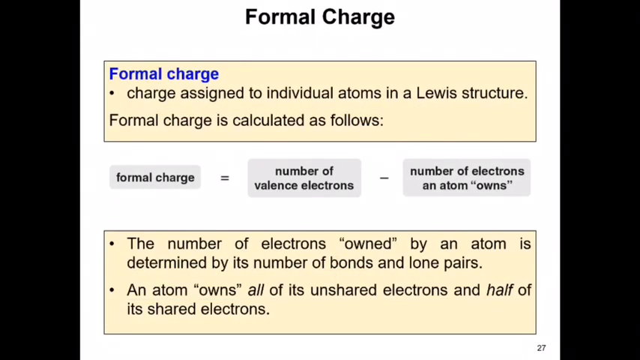So the formal charge of an atom in a given molecule is defined as the charge that specific atom would have if the electronegativity effects were ignored. And it can be calculated using this formula shown here. So we have the formal charge, which is equivalent to the number of valence electrons of that atom minus the number of electrons that atom owns. The number of electrons that an atom owns is basically all of its unshared electrons plus half its shared electrons. Let's look at a few examples in the next slide.